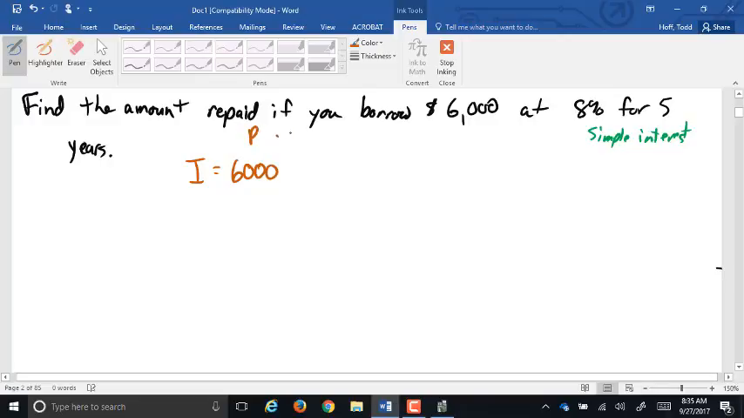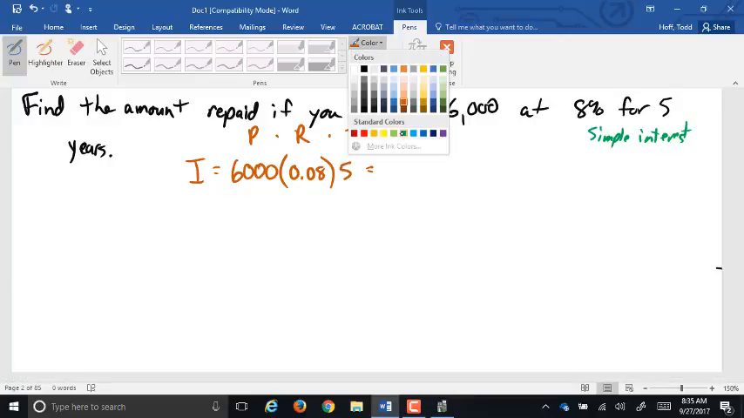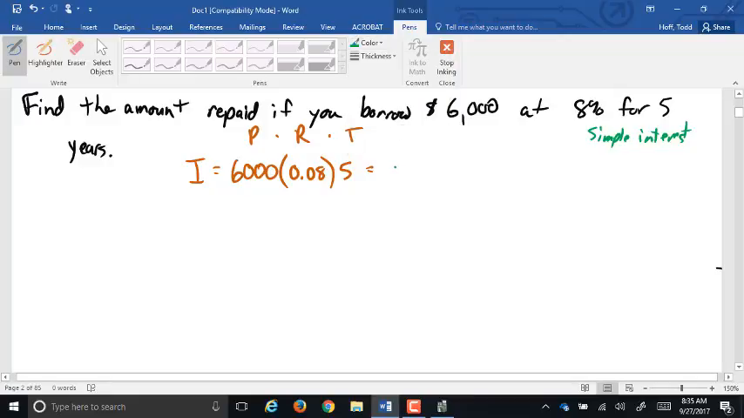Perfect. It's principal times rate times time. So the principal is the 6,000. The rate is 8%, which as a decimal is 0.08. The rate is the decimal form of our percent. And our time is in years, and it's 5 years. So if I multiply it out, that ends up being $2,400 in interest. So what we have to pay back, the maturity value, is 6,000 plus 2,400, which is $8,400.